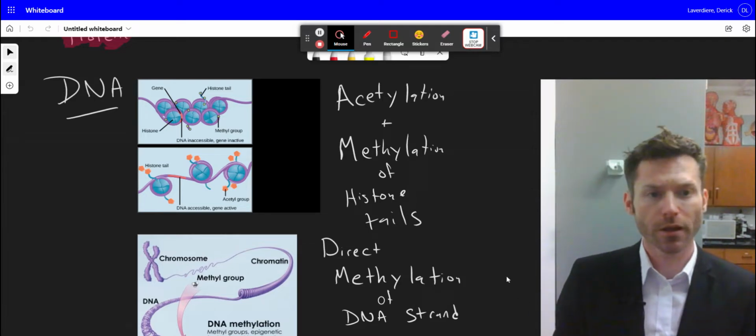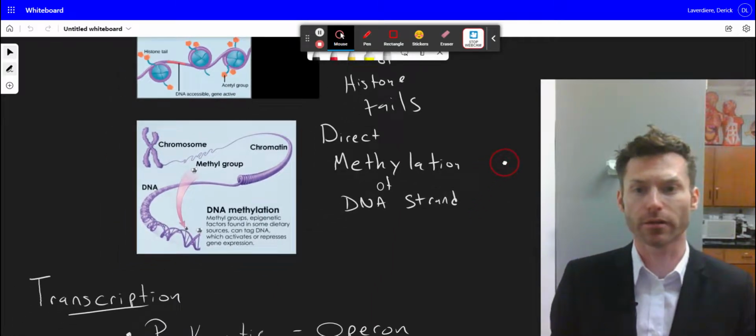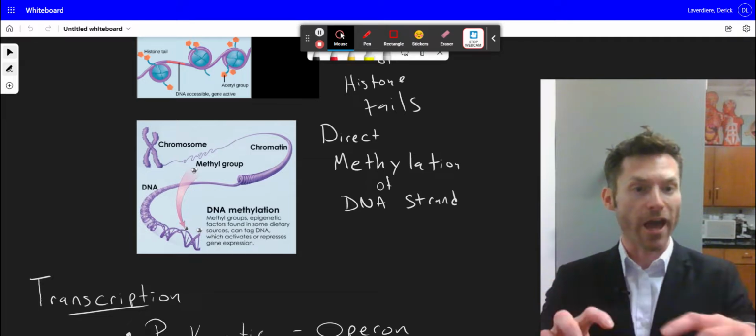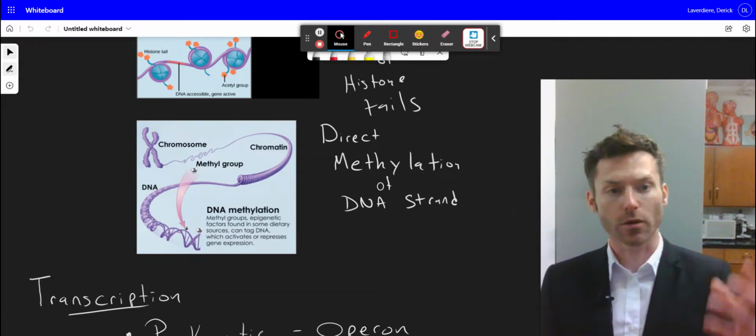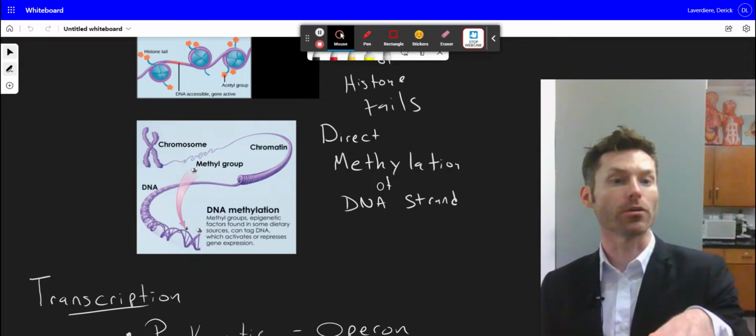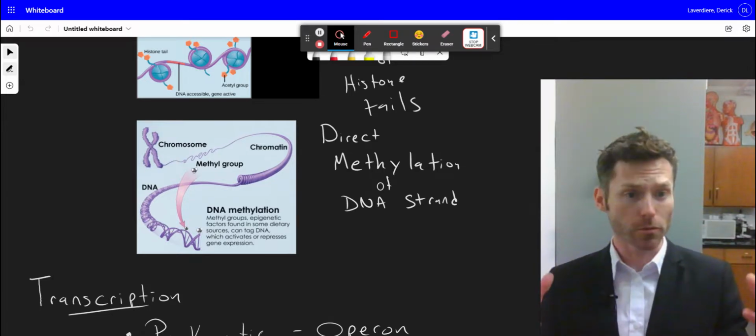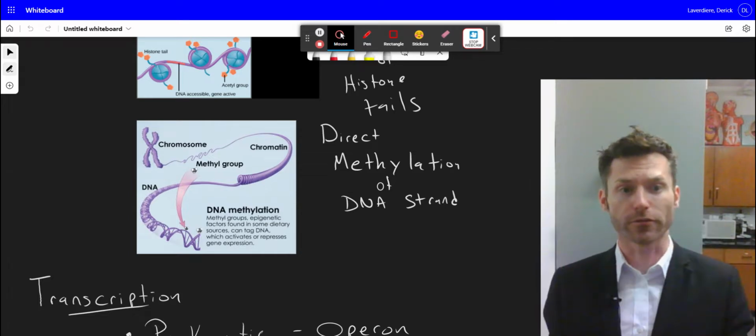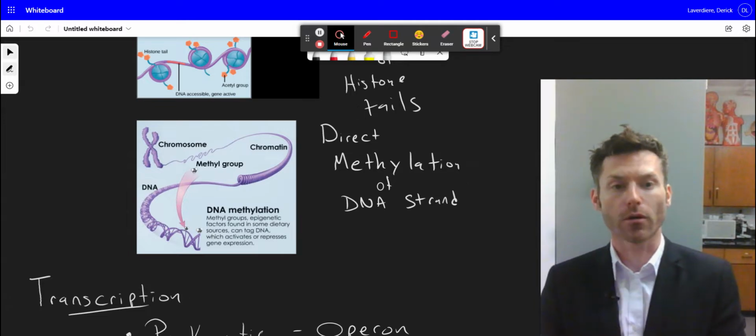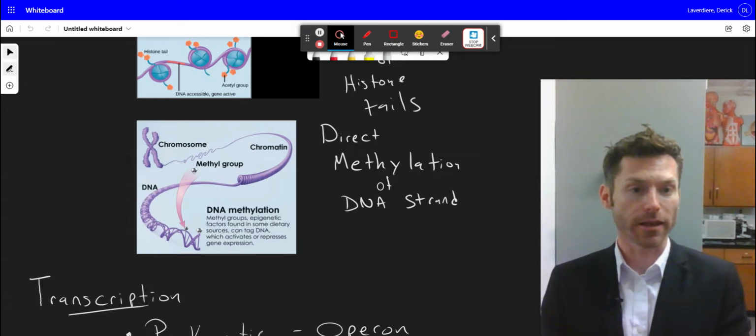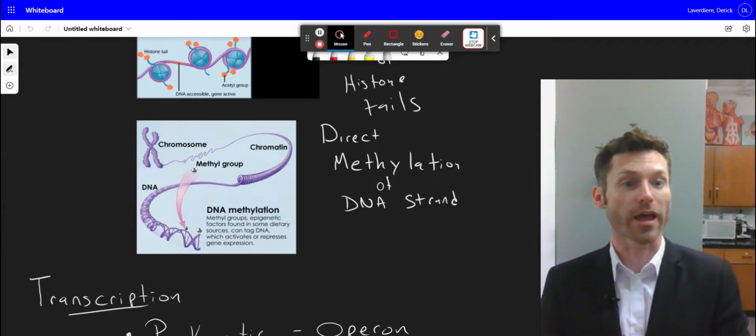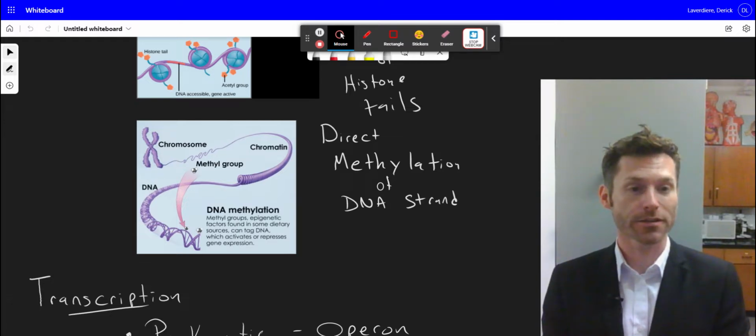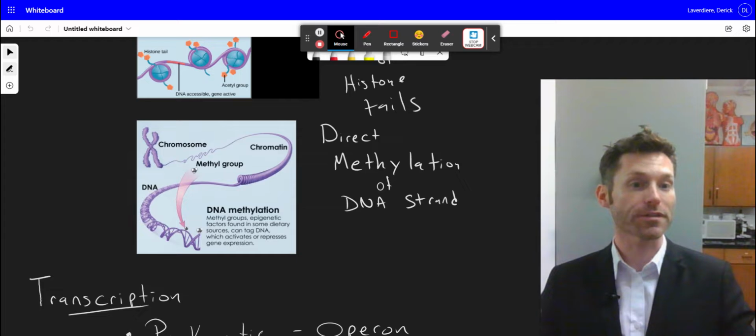A similar but different mechanism, still at the level of DNA, is the direct methylation of the chromatin itself, of the actual DNA. If you take a methyl group and you plop it onto a DNA segment, that will block transcription. The RNA polymerase cannot get in there if there's a methyl group in the way. Now, when you methylate the DNA itself, this is a much longer lasting mechanism. Direct methylation of the DNA strand tends to be perpetuated for the rest of that cell line.